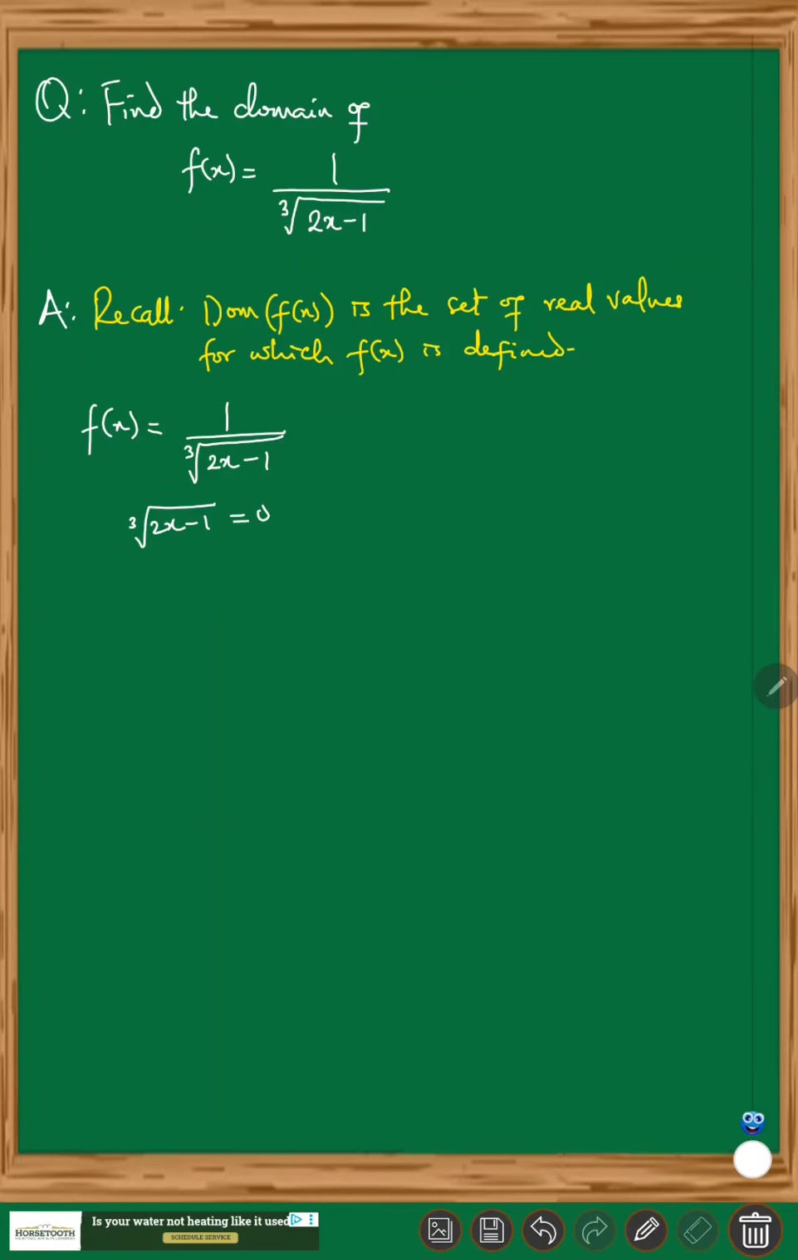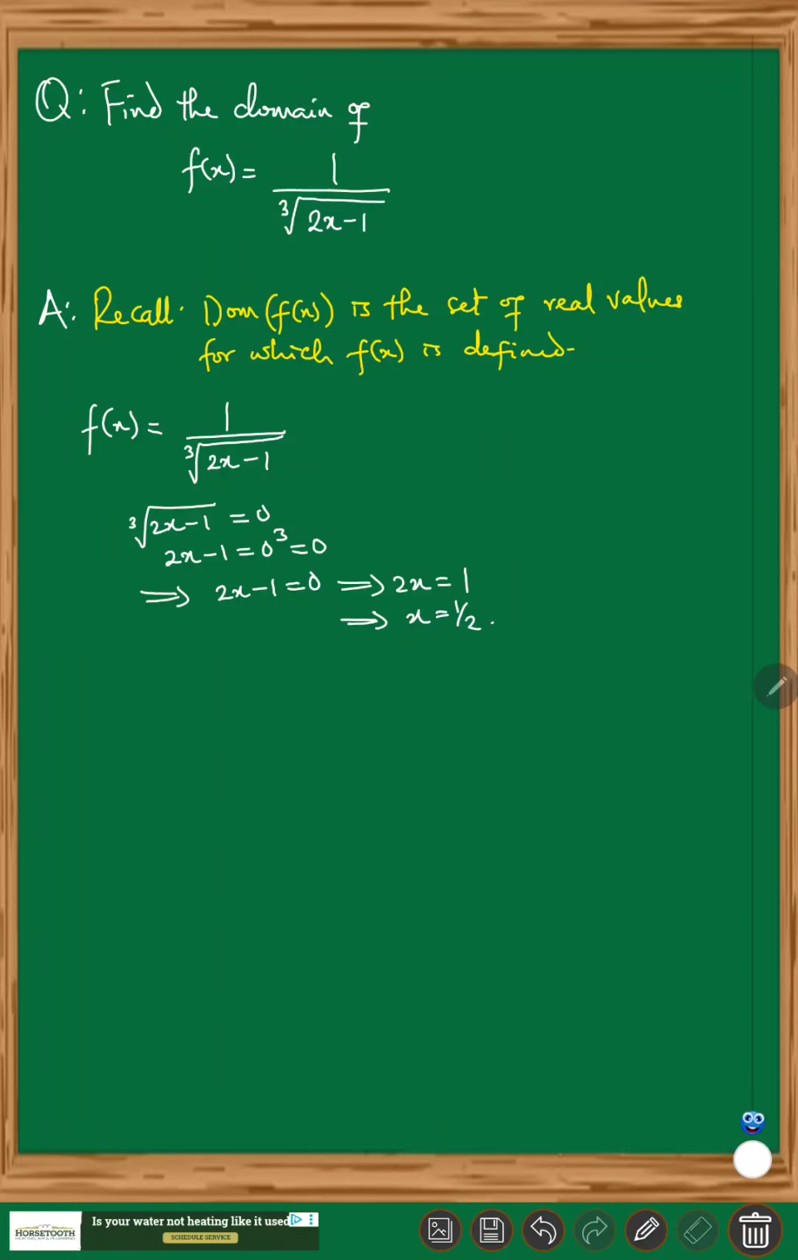The first thing we do, we find the cube of both sides so that the cubed roots get cancelled out. So this means 2x minus 1 equals 0 cubed. But of course, 0 cubed is equal to 0. So this implies that 2x minus 1 equals 0. In this case, that means that 2x is equal to 1. And finally, that means x is equal to 1 over 2.